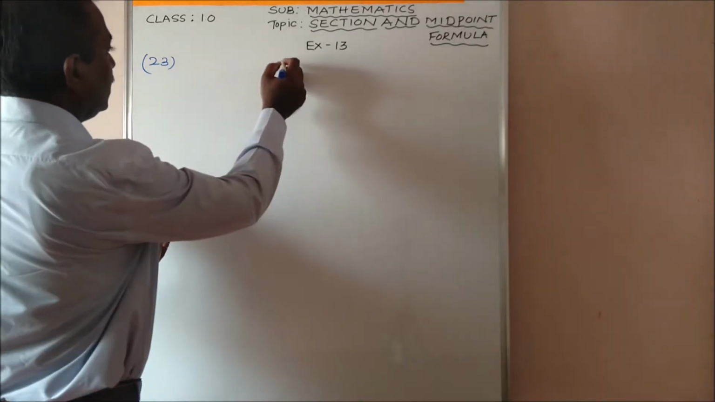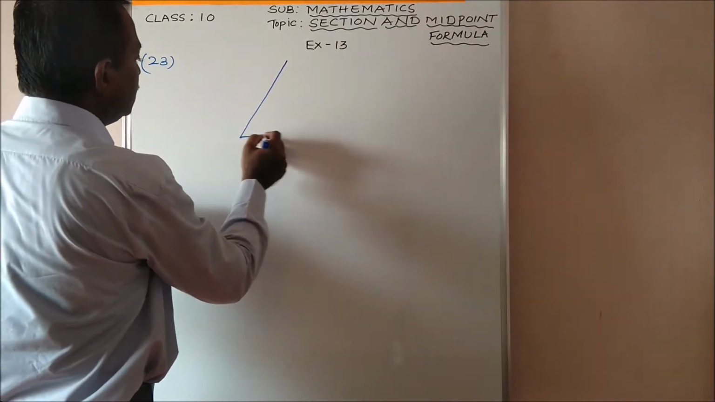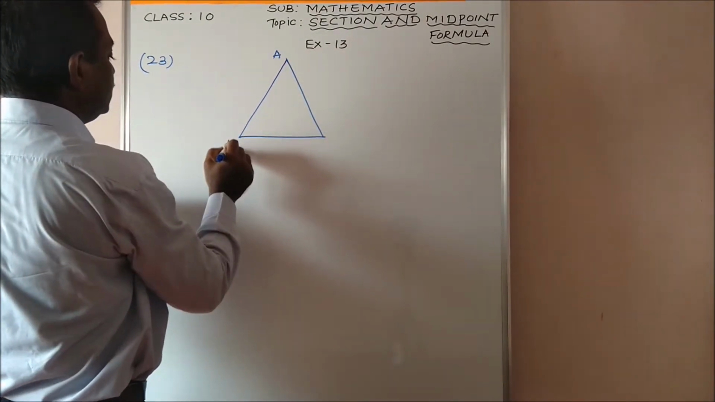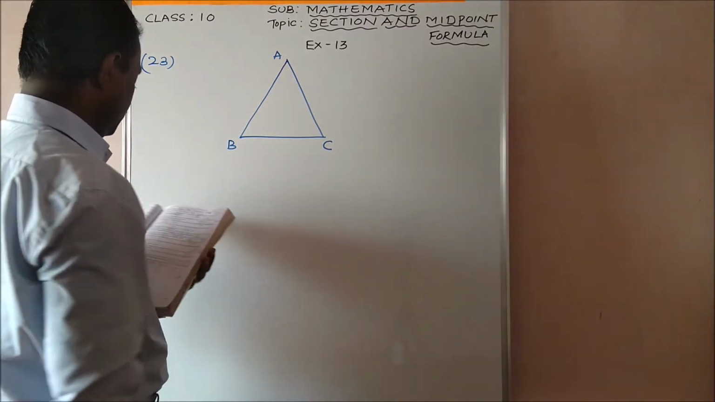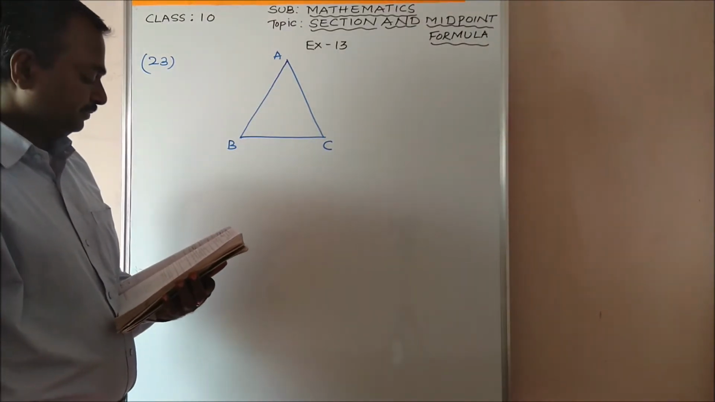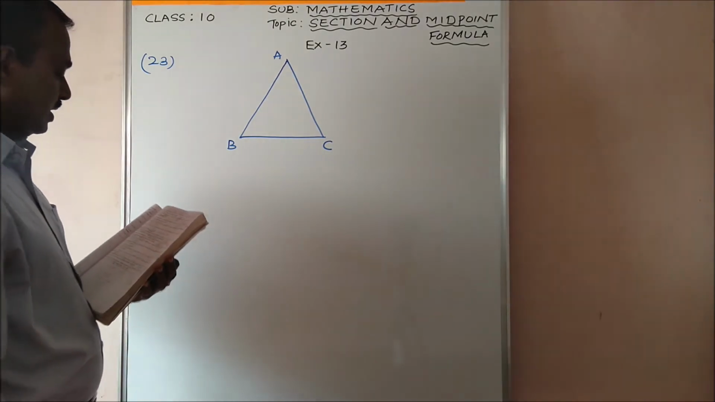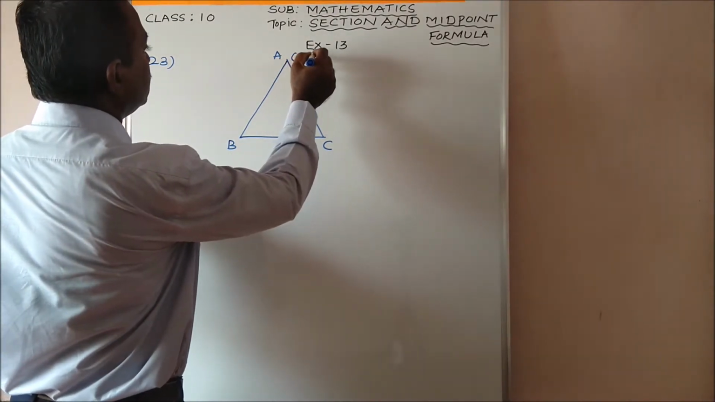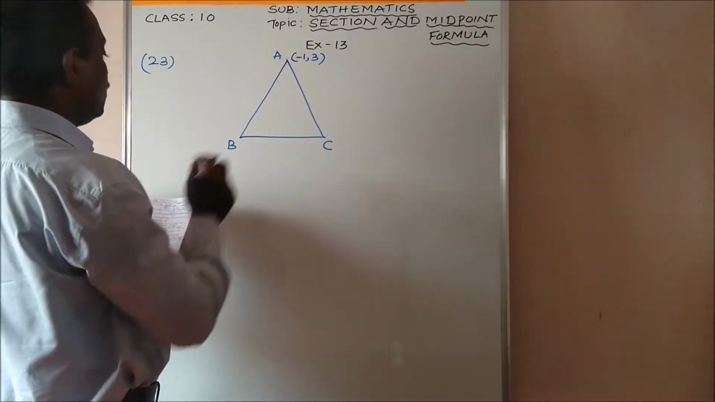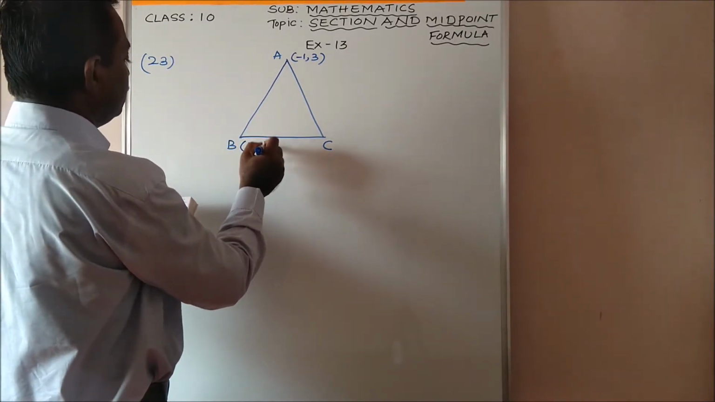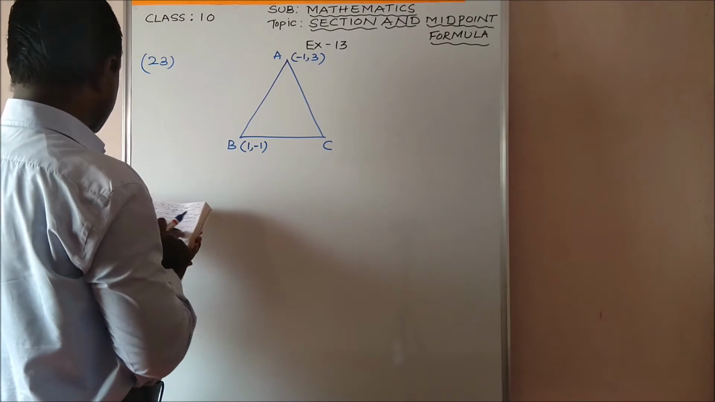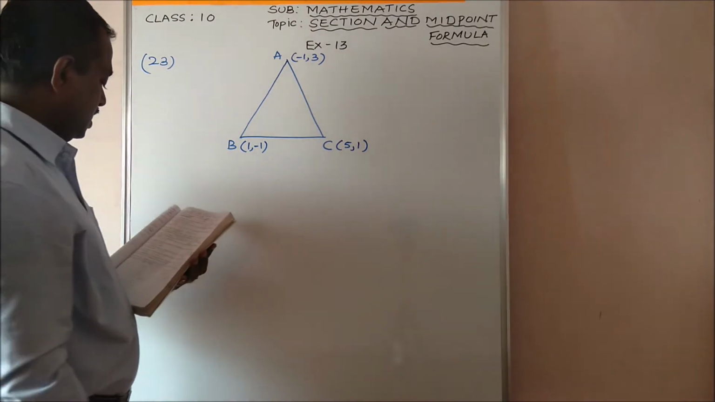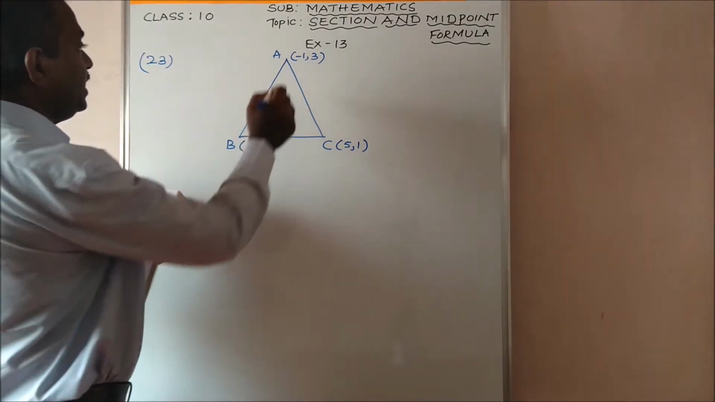So triangle ABC is given. This is A, this is B, this is C. Medians of triangle ABC, whose vertices are given: A is (minus 1, 3), B is (1, minus 1), C is (5, 1). And they are asking us to find the length of the median.